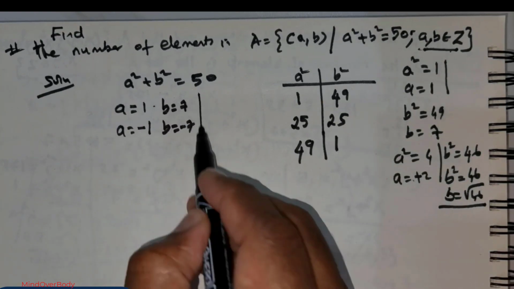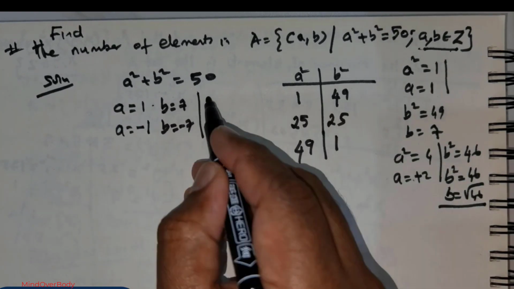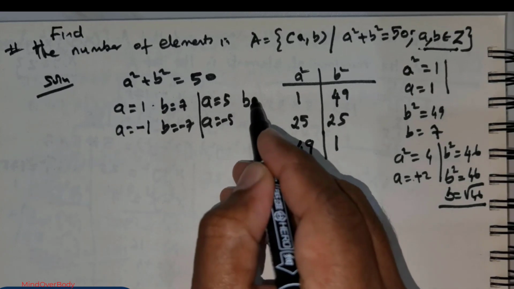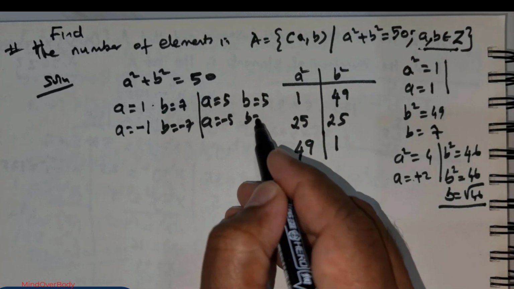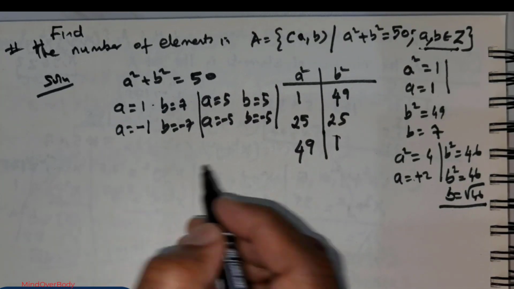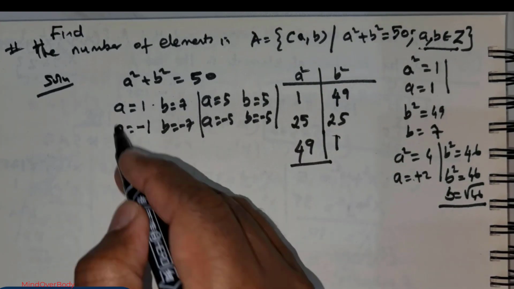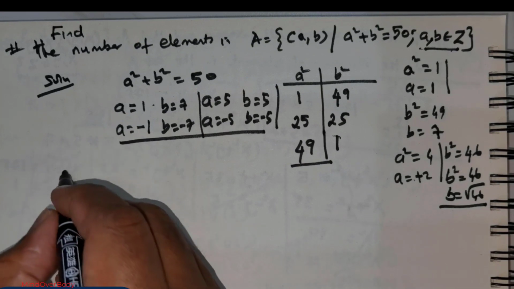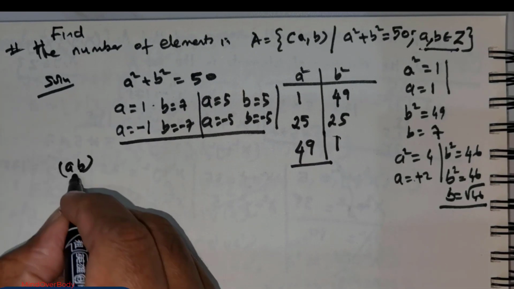That's the first condition or the first requirement. Now A is equal to 5 or A is equal to minus 5. Similarly, B is equal to 5 or B is equal to negative 5. That's for the second case. And the last case will also repeat the first one which we have given you. So having given these cases, now it's time for us to write the ordered pairs.